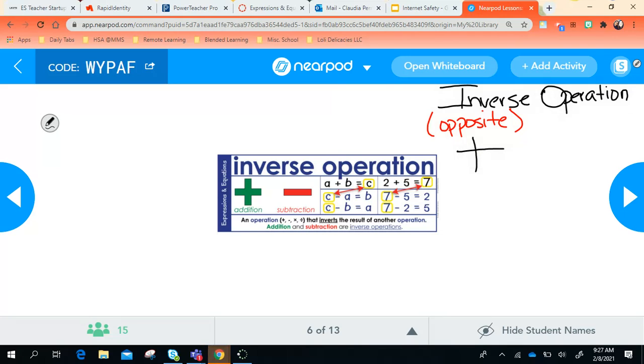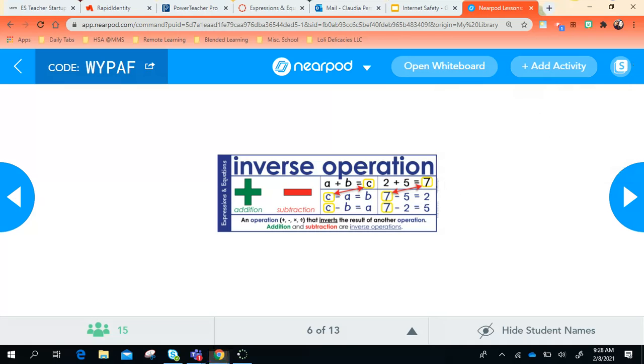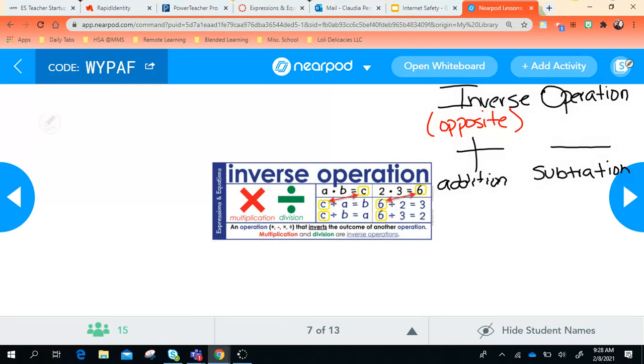We have addition. What is the inverse of addition? What is it? It is subtraction. Subtraction is the inverse of addition. And then we also talked about multiplication and division. So multiplication and we have division.